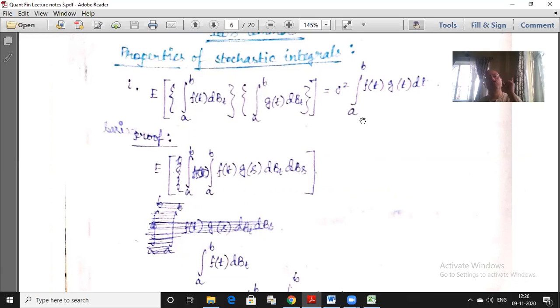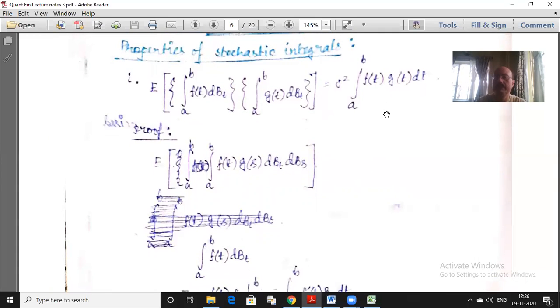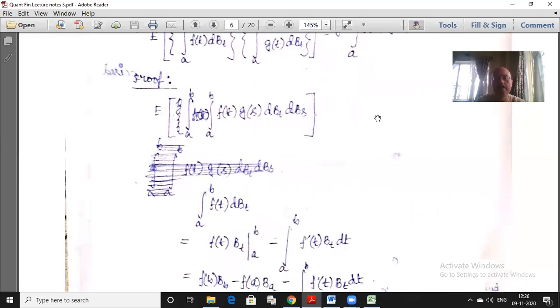We have already shown one covariance formula earlier, that sigma squared (t minus a), etc. Using that covariance formula, one can show that this expectation is equal to sigma squared times the integral of f g dt. So that is our first result. Again, you should be able to verify this result. It is not complicated, but just careful application of the integration by parts result.